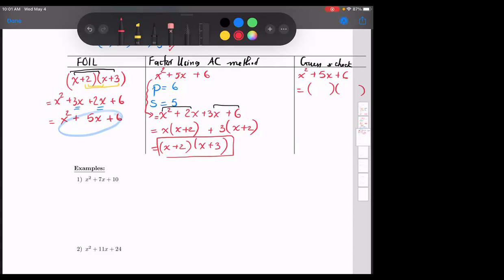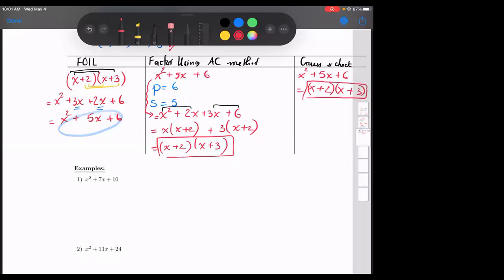First of all, I need x and x, because x times x is x squared, right? Two numbers that multiply to give you 6 and add to give you 5. So I'm supposed to say 2 and 3. Don't worry about the sign, not yet. They're both positive, so it has to be plus 2 and plus 3. And you're done. On the exam, you can do this.